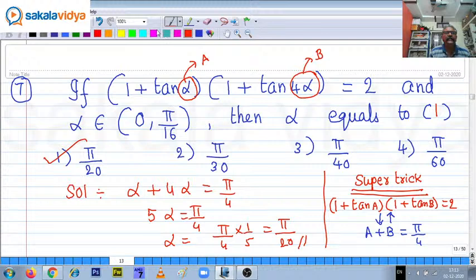Yes, actually see, 1 plus tan alpha into 1 plus tan 4 alpha is equal to 2 given. For 1 plus tan A into 1 plus tan B equal to 2, A plus B is equal to pi by 4. So that means alpha plus 4 alpha is equal to pi by 4. Then 5 alpha is equal to pi by 4. Alpha is equal to pi by 4 divided by 5, that is pi by 20. So the first option is the right option. First one.